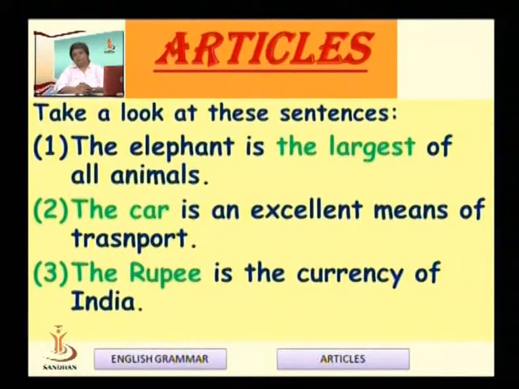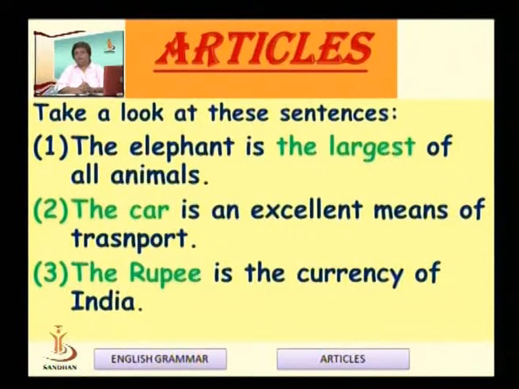Take a look at these sentences. This is very important. Just before we finish our lecture, we are coming to an extremely important part of the lecture. So, take a look at these sentences. Number 1. The elephant is the largest of all animals. The car is an excellent means of transport. The rupee is the currency of India. I am asking you to please take down these sentences and go through them once again.